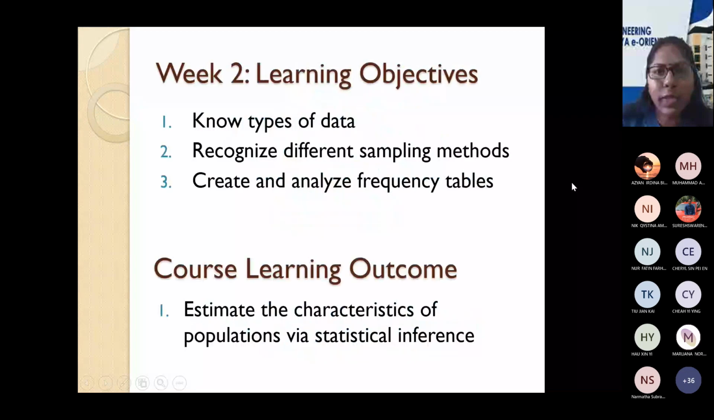In the asynchronous class, it was on different types of data, different sampling methods, and then you create and analyze a frequency table. So after you have done your survey, you get your information, you create a simple frequency table. So the outcome here is to estimate the characteristics of population via statistical inferences. Okay, so you learn what is population, you learn what is sample, and then you make statistical analysis. Okay, you analyze first. That means you get the descriptive statistics, and then you make inferences.